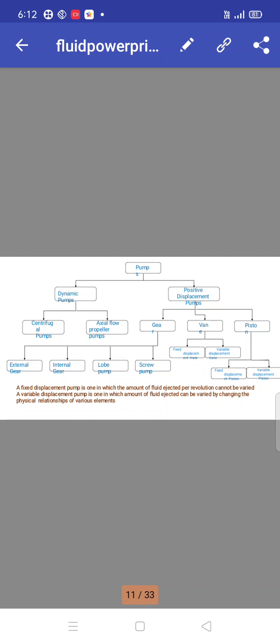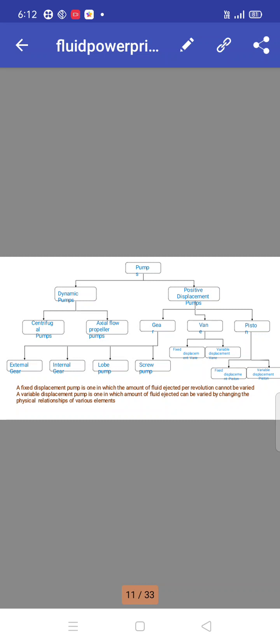A fixed displacement pump is one in which the amount of fluid ejected per revolution cannot be varied. That is a fixed displacement pump. It will be the constant one. The discharge will always be constant. That is the fixed displacement. Displacement means the amount sent out from the pump.